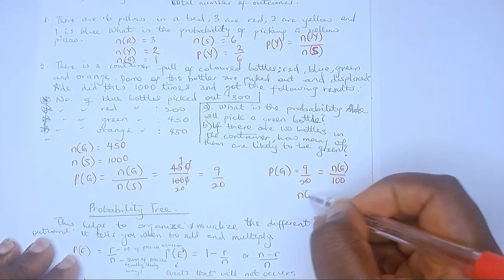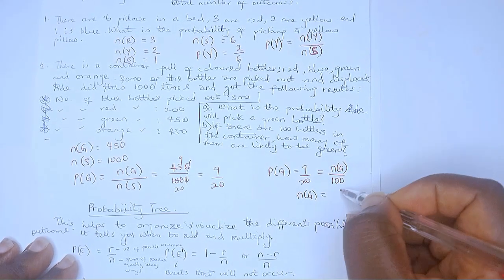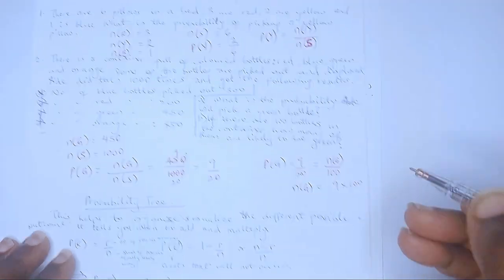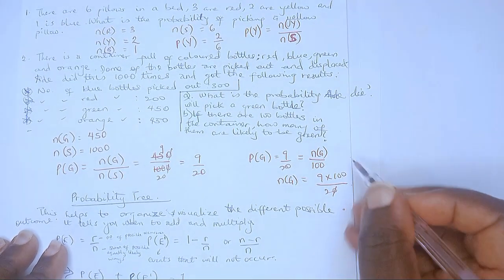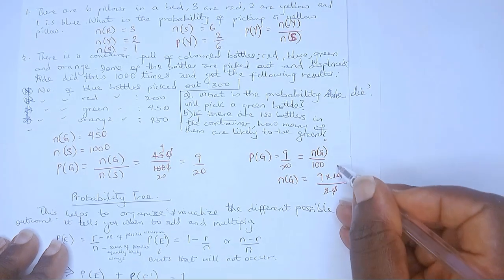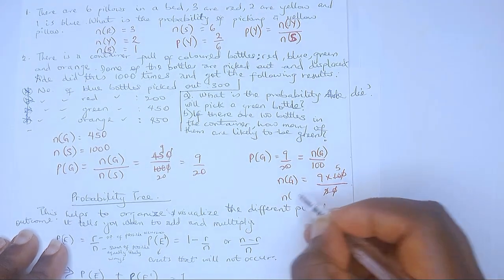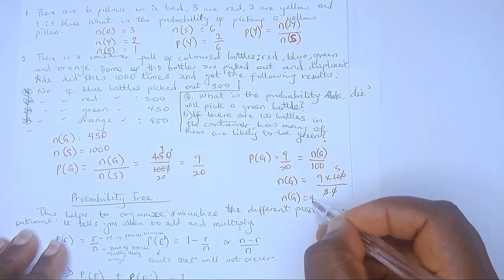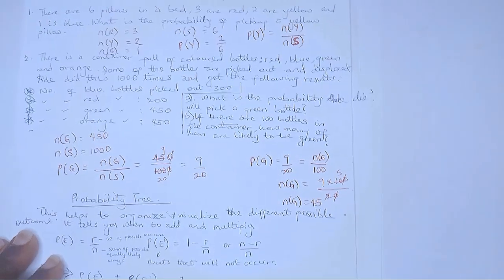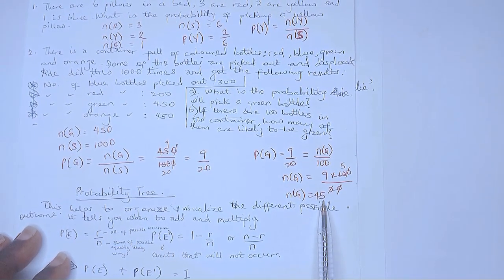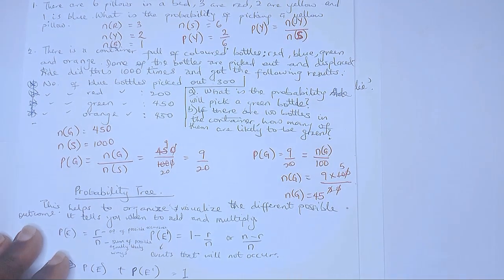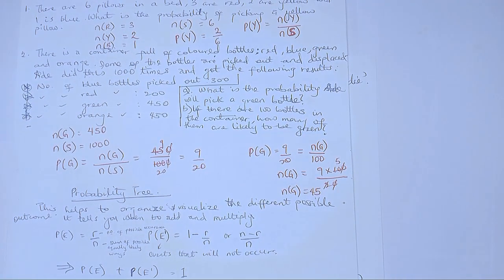So if you cross multiply, you have that N of green is going to be equal to 9 times 100 divided by 20. So you have this, 100 divided by 20 is 5, and N of green is equal to 45. So that means in a sample of 100 bottles, 45 of those bottles are going to be green bottles. And that is how to calculate any sum of this magnitude.